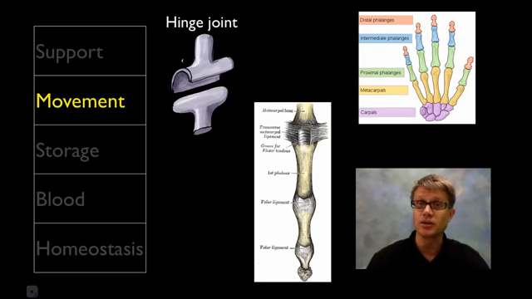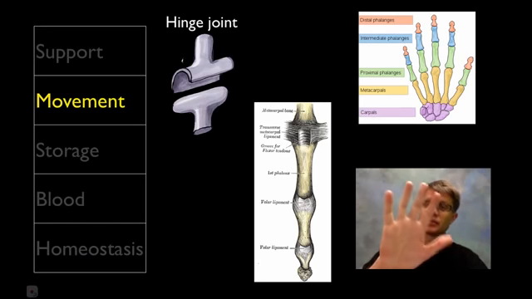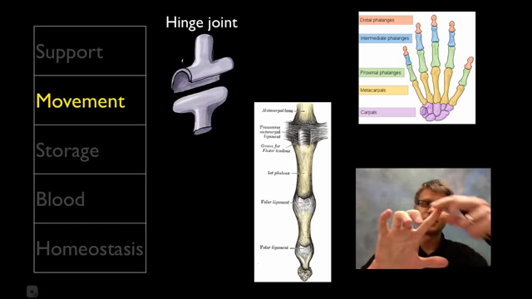Next, we've got the hinge joint, just like a door hinge that only moves in one direction. And so your fingers or your phalanges have that. So basically when you go like this, that's a hinge joint. And hopefully you can't move your finger in either direction using a hinge joint.